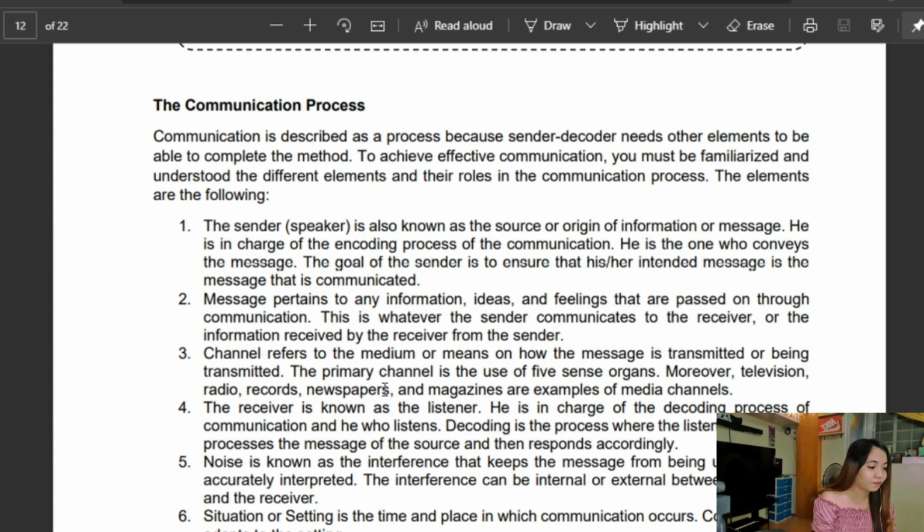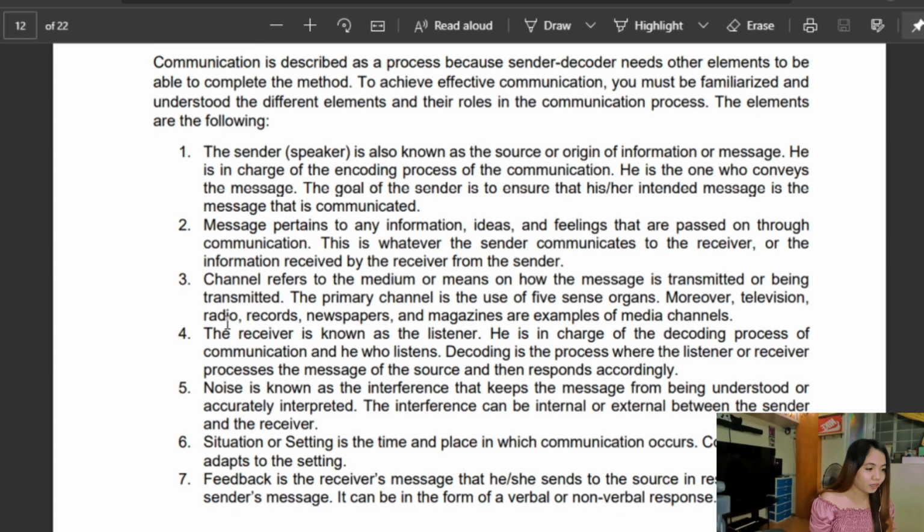Next one, we have channel. Channel refers to the medium or means on how the message is being transmitted. It can be, let's say, our 5 senses. It can be through eye-to-eye contact. If you try looking at somebody with a certain meaning or message, then that is a channel. It could also be, let's say, television, radio, records, newspaper, and magazines. These are also examples of media channels.